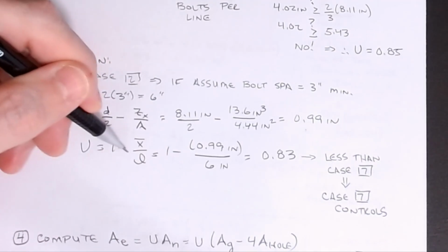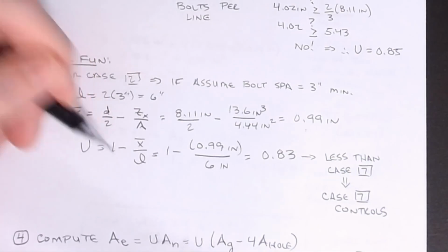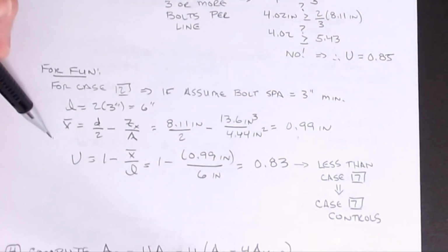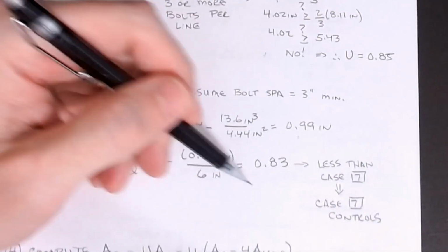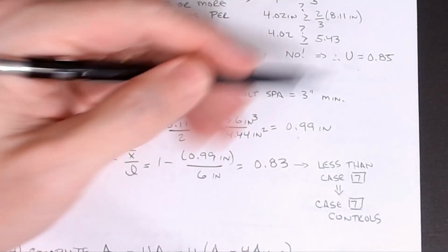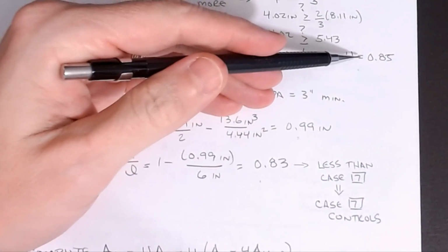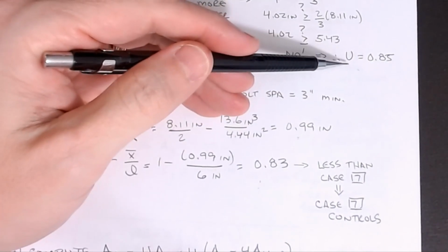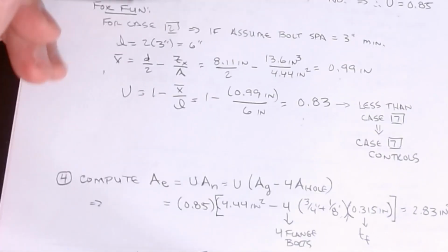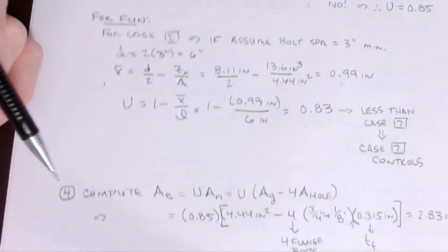Then I'm doing 1 minus 0.99 over 6. This is the case 2 equation, and it gets me a value of 0.83. You can see they're pretty close. There's a lot more calculation here than there was here, but I'm allowed to use 0.85 anyway. If this had been something like 0.96, then maybe I'd use that value. But at the very least, I can always use the K7 numerical value. That's how we know that K7 controls, all because of that note.